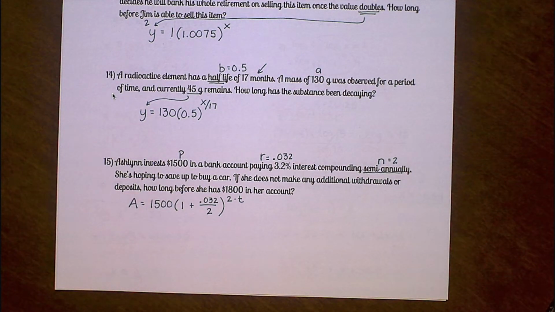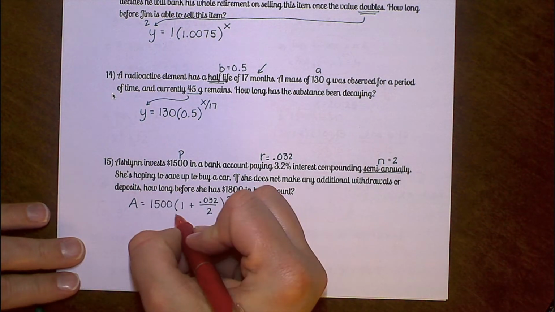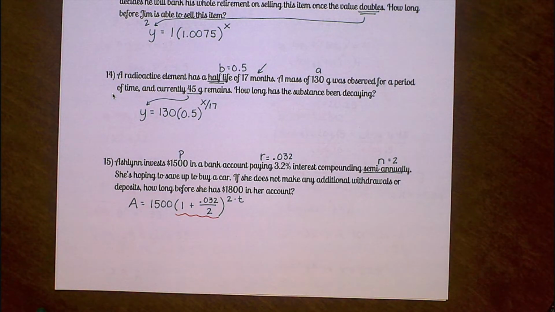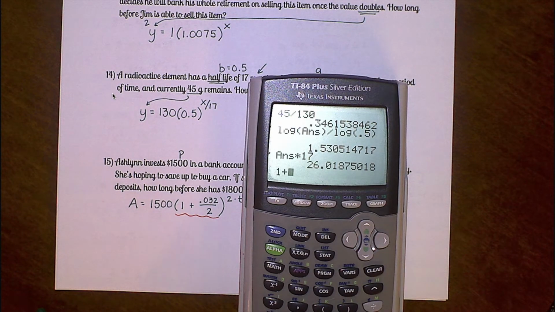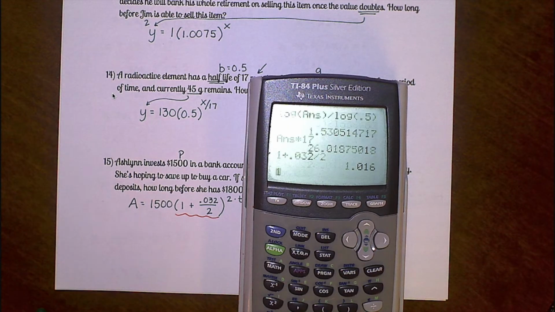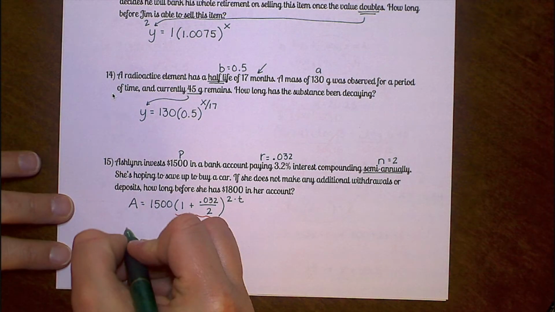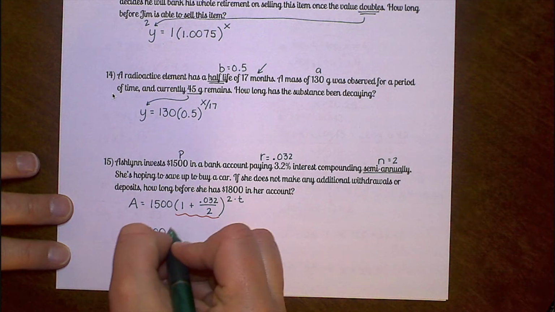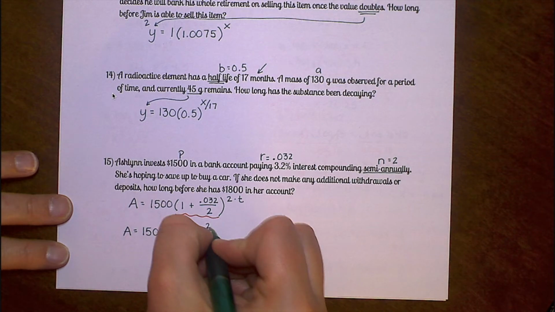So what I'm going to do before I start anything else is I'm going to take just this part and plug it into my calculator so that I can get just a single B value. So I'm going to go 1 plus 0.032 divided by 2. Okay, I'm just doing that part that's in parentheses. 1.016. So now this is going to look a lot better. 1,500 times 1.016, and then to the power of 2t.